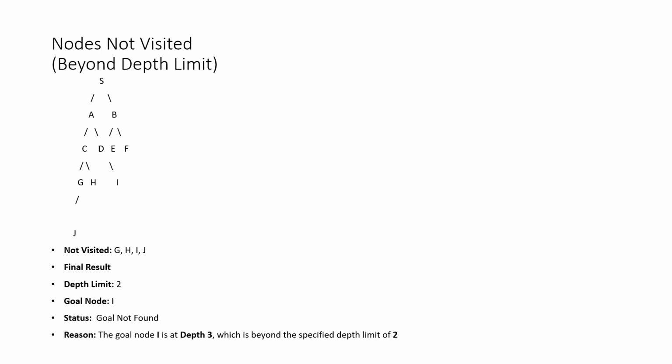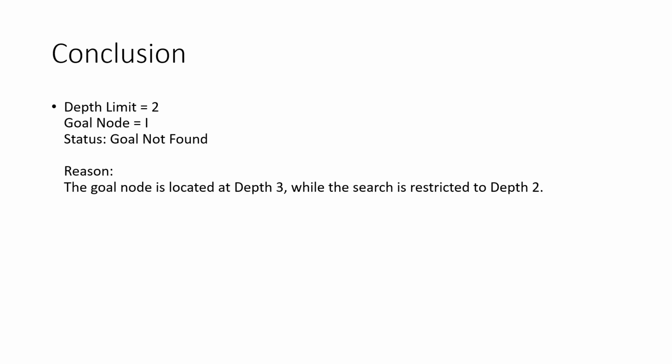And the final conclusion: depth limit is 2 and goal node is I. The status is goal not found. So that's why we make it a not optimal solution, as the goal is located at depth 3, and the search is restricted to depth 2.